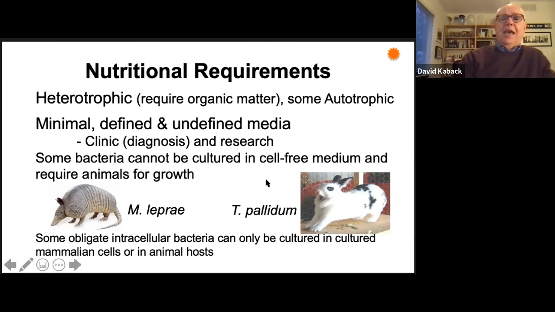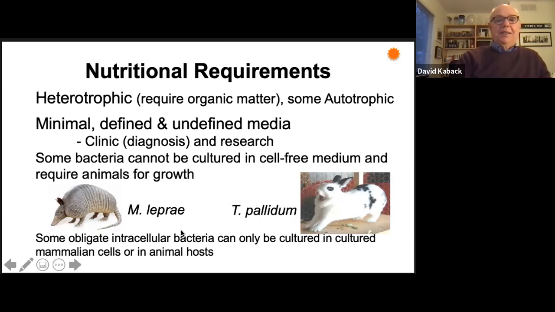Now, some bacteria cannot at all be cultured in cell-free media. They may require intracellular growth, so we grow them in cell culture, mammalian cell culture. And things like Mycobacterium leprae, which causes leprosy, the only place we can really grow it now is in armadillos, believe it or not. Okay, we have to infect an armadillo and harvest the bacteria from the armadillo. Treponema pallidum, which causes syphilis, we can still only grow in mammalian hosts, usually rodents, rabbits.